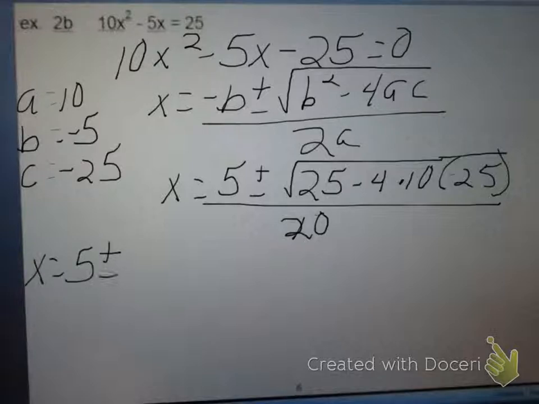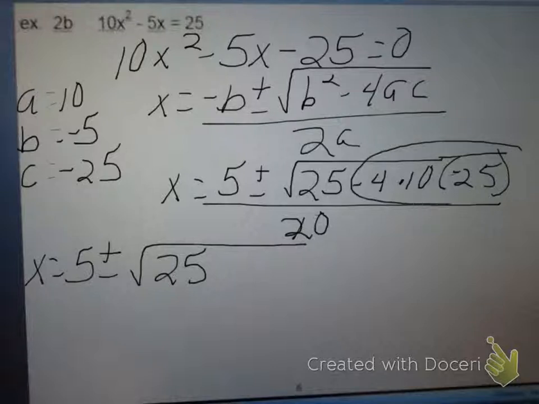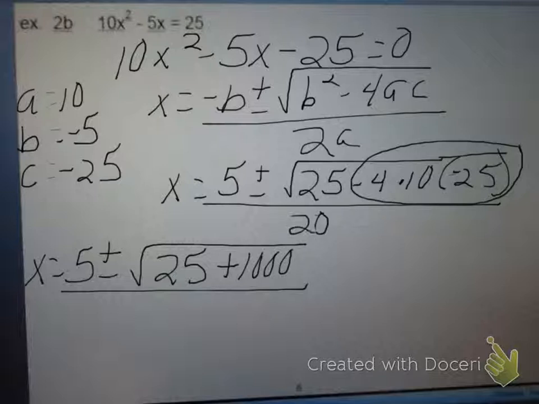So again, we recopy the 5 plus or minus 25. Now let's circle that's negative 4 times 10 times a negative 25. Well, that's a negative 40 times a negative 25, which turns into a positive 1,000, all over 20. Okay, so that's x is equal to 5 plus or minus the square root of 1,025 over 20.